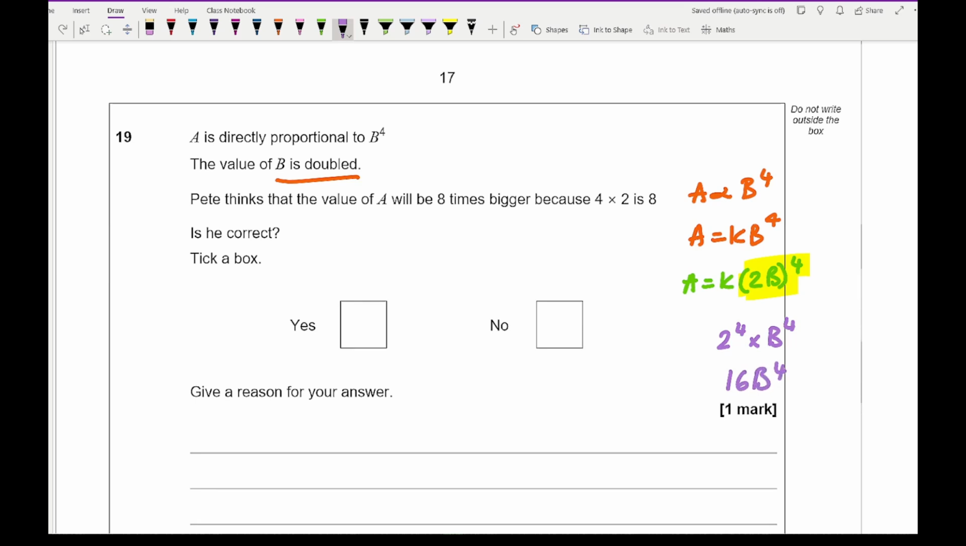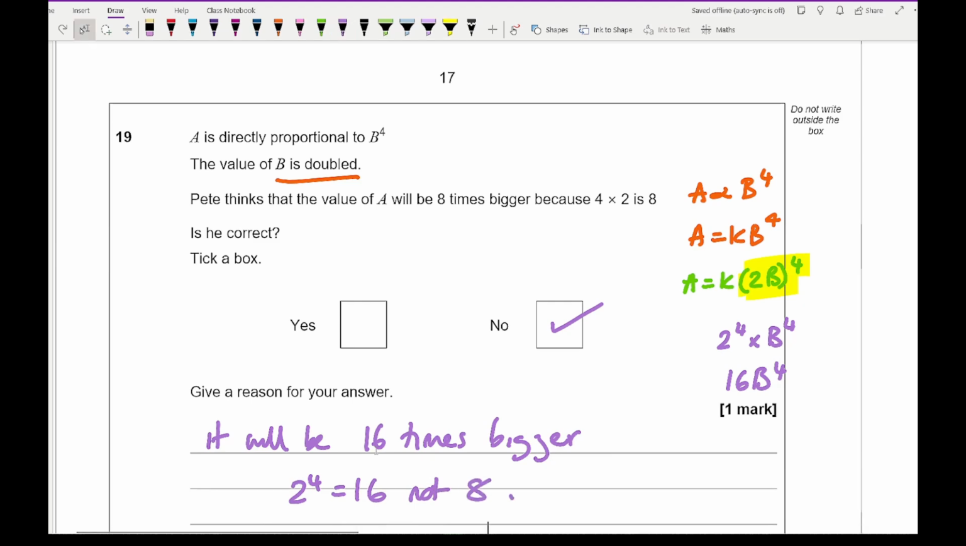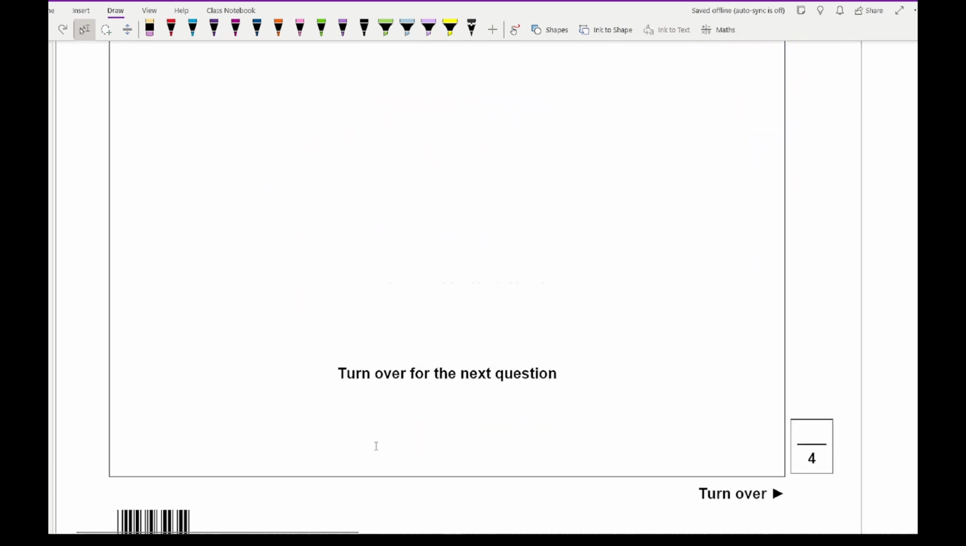So when they say it's going to be 8 times bigger, well actually it's not. It will be 16 times bigger. Or alternately, you could say 2 to the power of 4 is 16, not 8. So something along those lines for your reason would be absolutely fine.